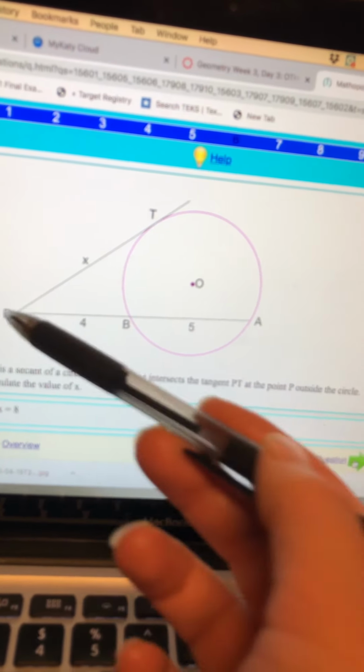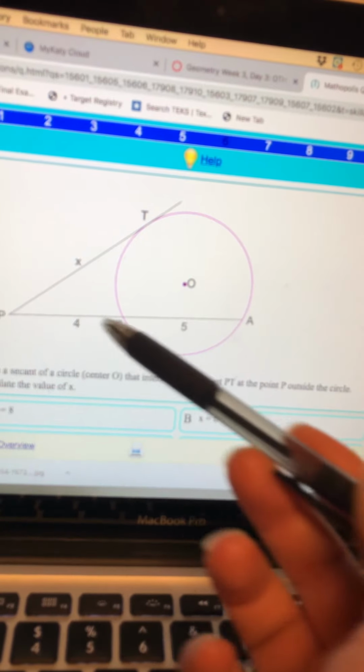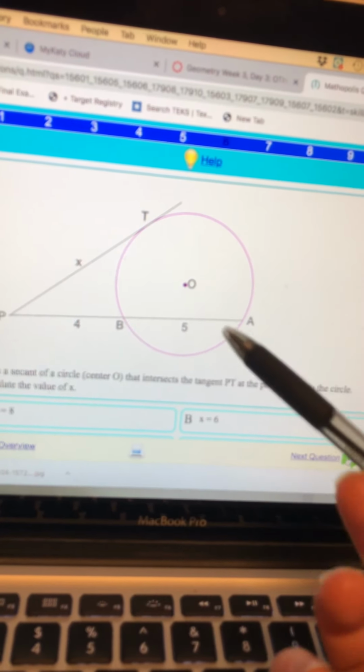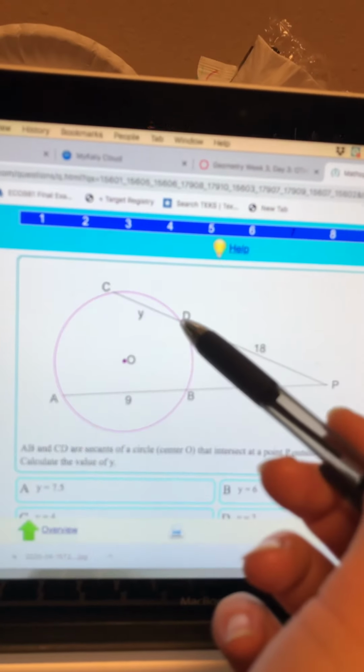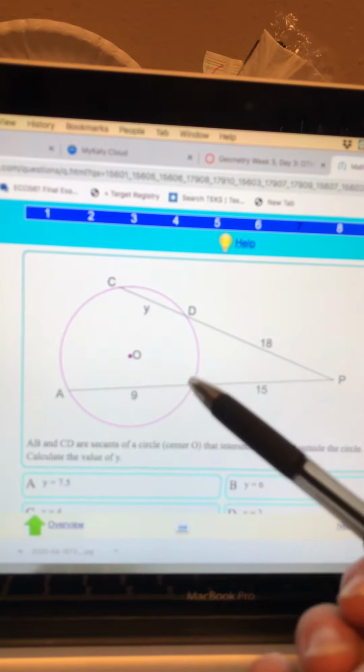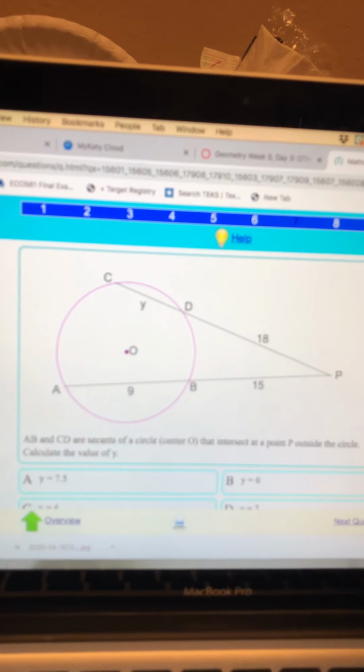We have a tangent line, and then we have our secant line. It hits once here, it hits twice here. You're going to use your second one. This one, it goes through 1, 2. It goes through 1, 2. So you're going back up to your top one.